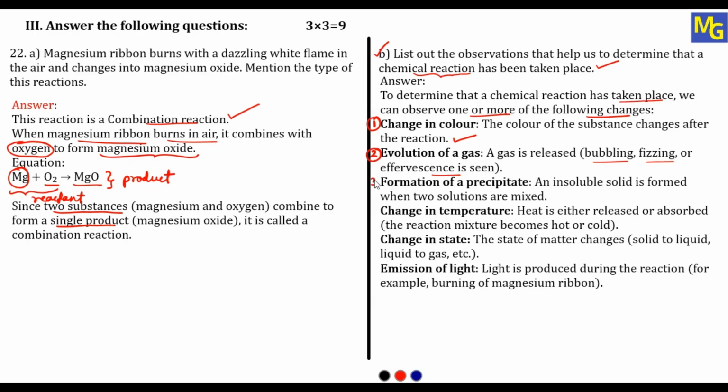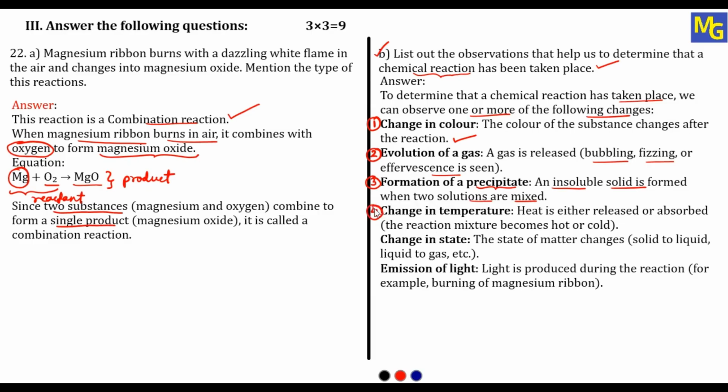Then the third observation is formation of precipitate. Precipitate means a solid insoluble substance. If you mix two chemicals and there is no solid substance in them, and after mixing you get a solid insoluble substance, then you can say that a precipitate has been formed and a reaction has taken place. What you have to write here is: an insoluble solid is formed when two solutions are mixed. For all these you have examples in your NCERT book. Here I have not given any example because it is not asked in this question. Only the theoretical part I have given.